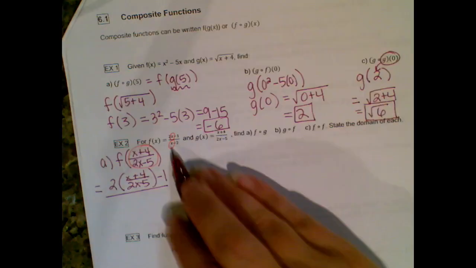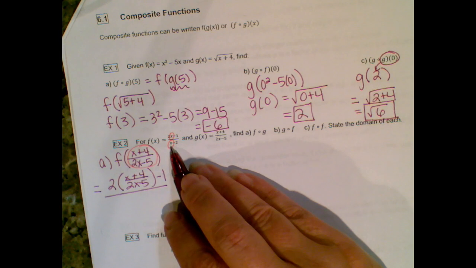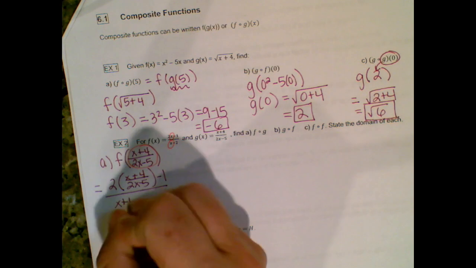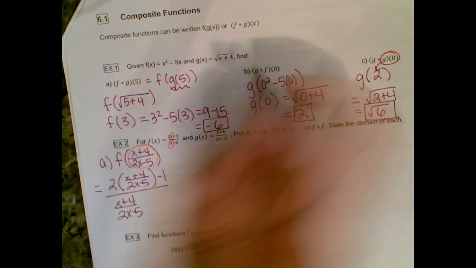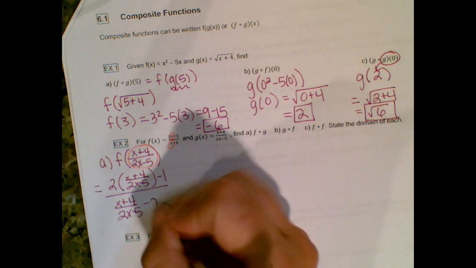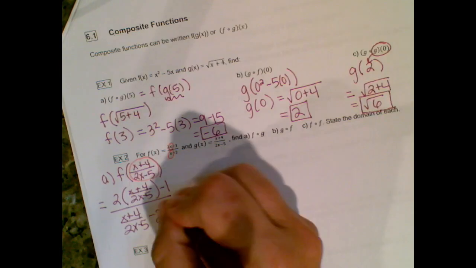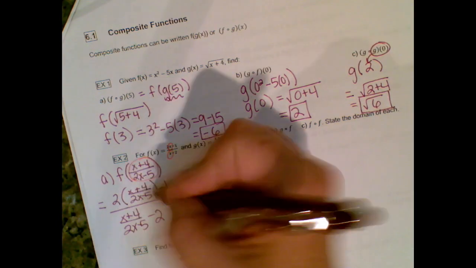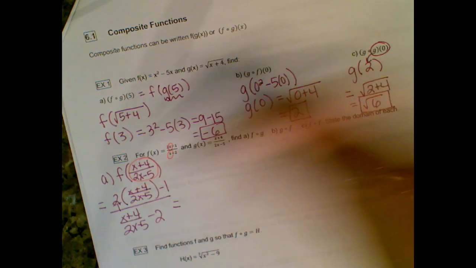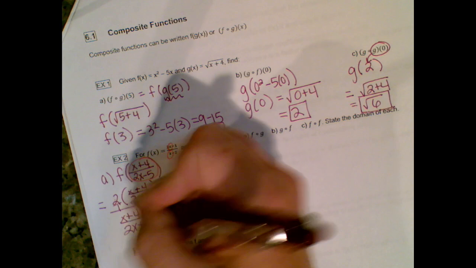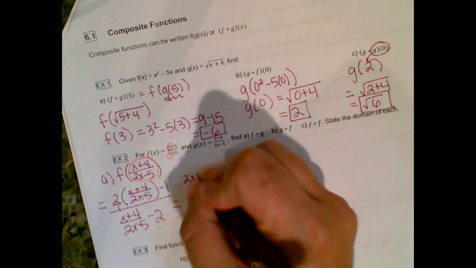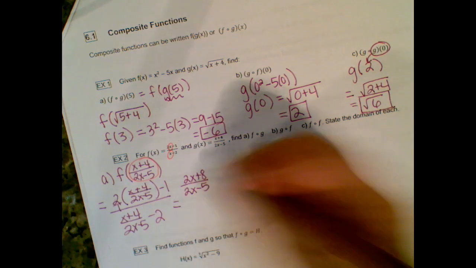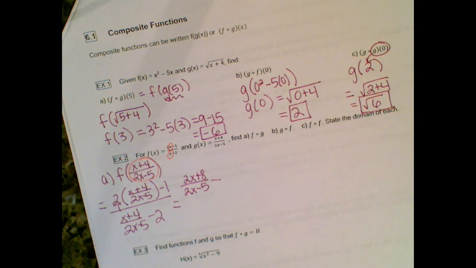And then I do the same thing in the denominator because it also has an x. So in place of that x, I put in this whole thing, x plus 4 over 2x minus 5, and then I followed that up with a minus 2. So now I need to simplify. Numerator first, 2 times this fraction. Remember, it's 2 over 1, so top times top, bottom times bottom. So 2x plus 8 over 1 times anything is just itself.